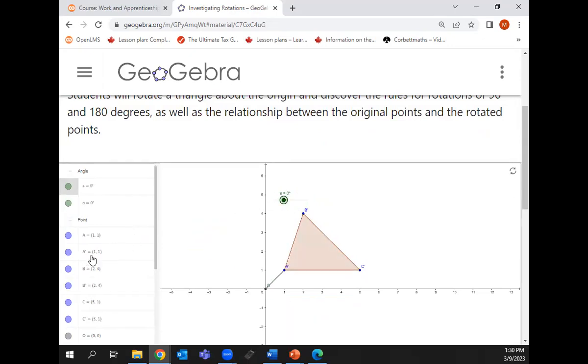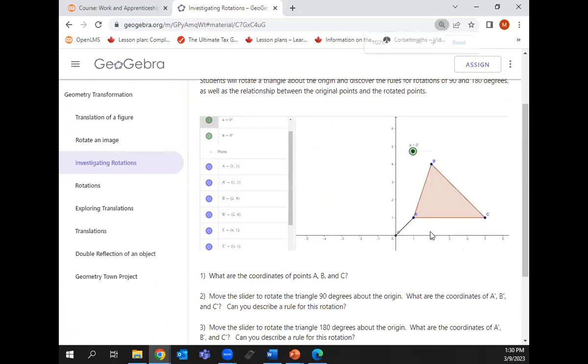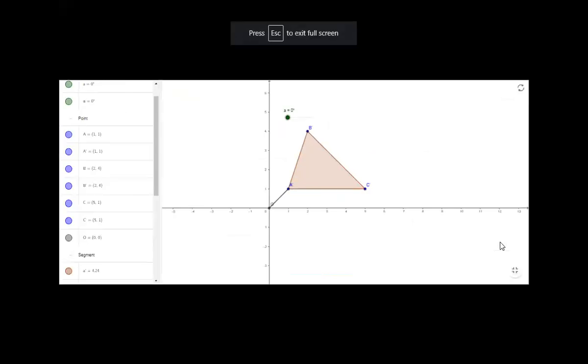You can see your points here on the left: you have A, A prime, B, B prime. Can I make this full screen? How do I be full screen? There we go.